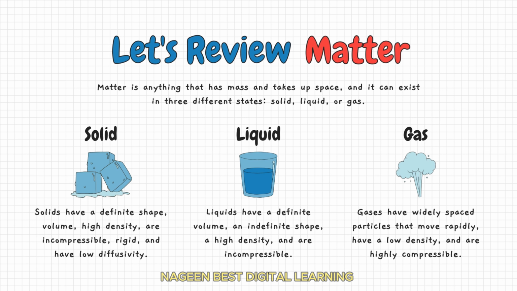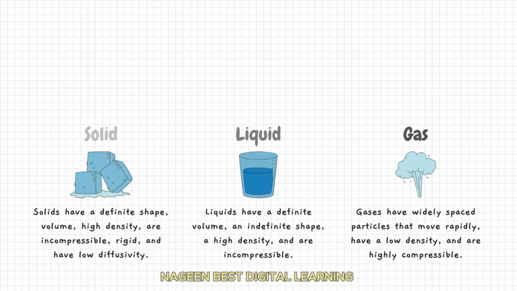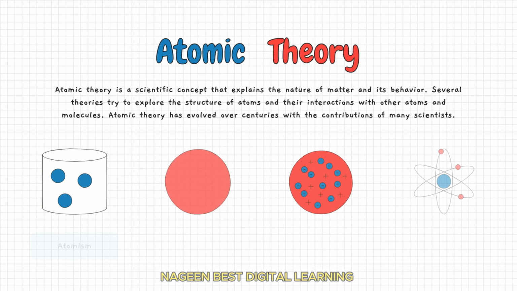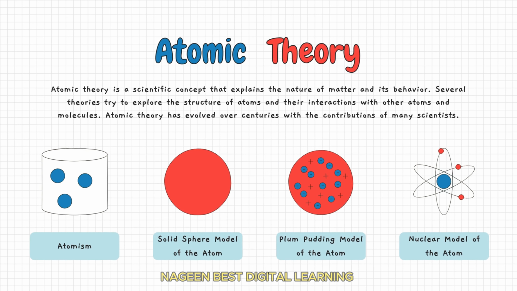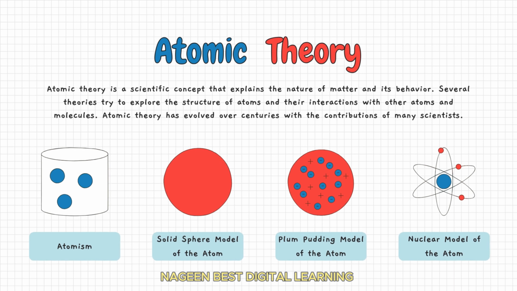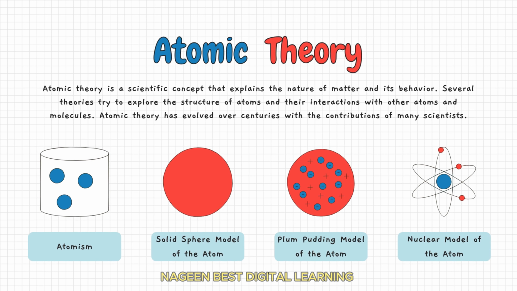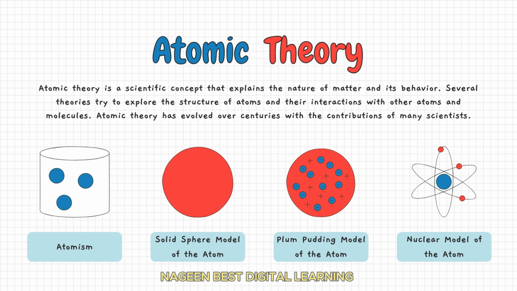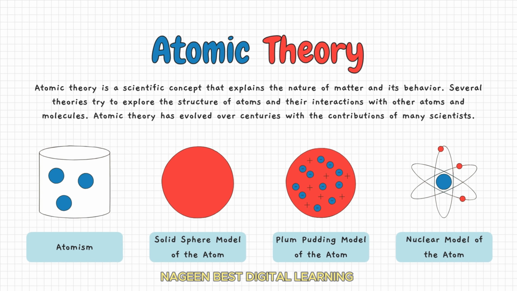Atomic theory. Atomic theory is a scientific concept that explains the nature of matter and its behavior. Several theories try to explore the structure of atoms and their interactions with other atoms and molecules. Atomic theory has evolved over centuries with the contributions of many scientists.